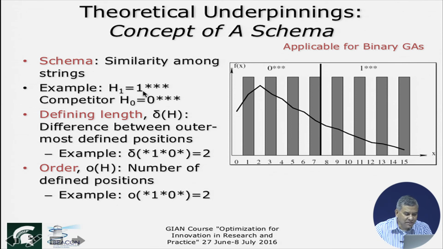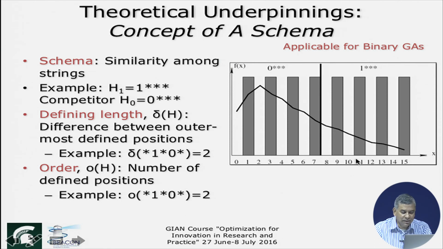So I told you 1, 0, star, star. Can you tell me what the decoded values are now? It could be 1 0 0 0, 1 0 0 1, 1 0 1 0, 1 0 1 1. So what are these two bounds?